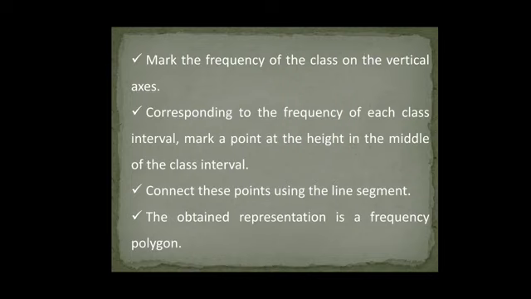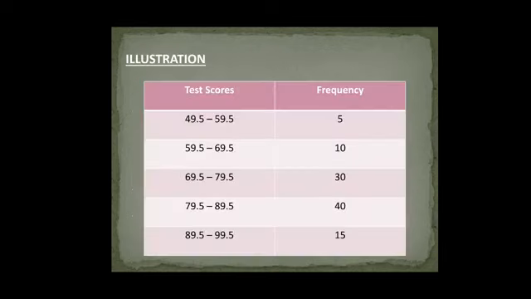Then join all the plotted points using a line segment. The resulting curve is the frequency polygon. Let us consider an illustration to understand it in a better way. The distribution table given in this slide represents the test scores of students, and we need to represent the data given in the table with the help of frequency polygon without drawing a histogram.